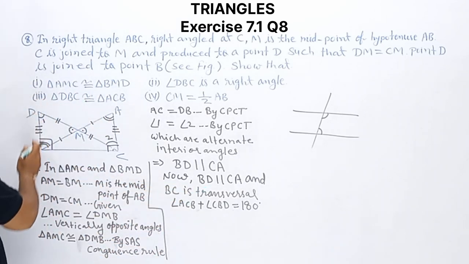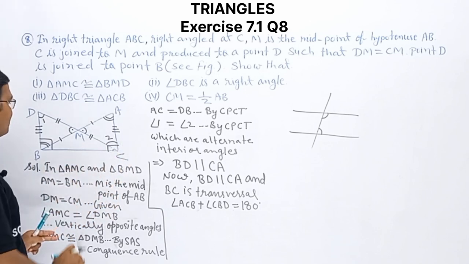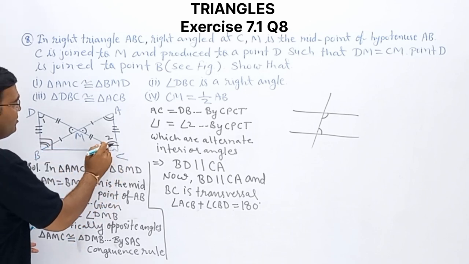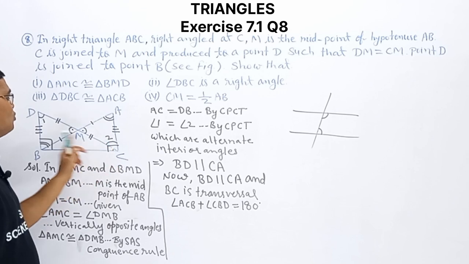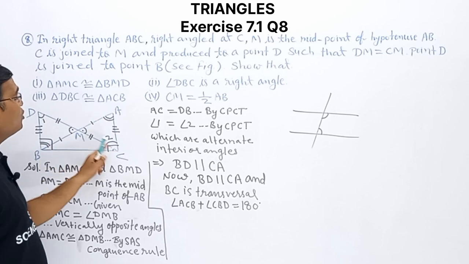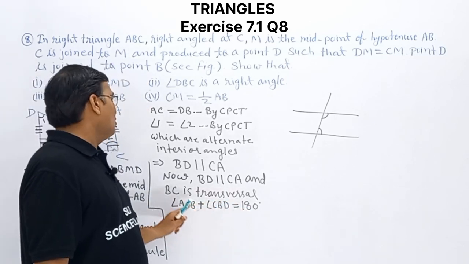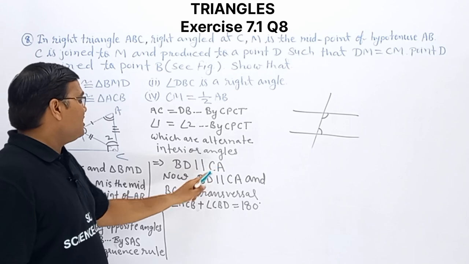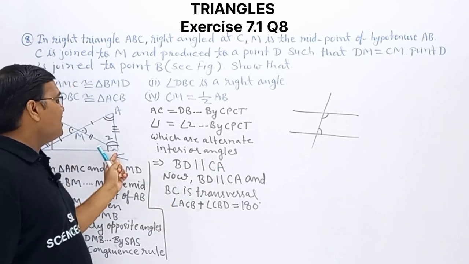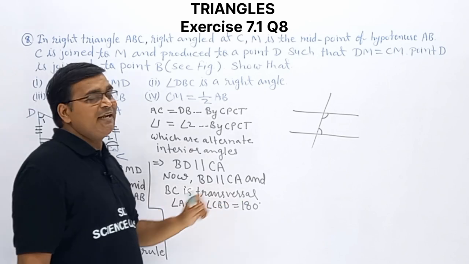So these two are parallel lines, I am taking this one as a transversal, then this angle and this angle sum, and these two are interior angles on the same side of a transversal, and the sum of both angles will be 180 degrees, clear. So BD is parallel to CA and I am taking BC as a transversal, then this angle plus this angle will be 180 degrees.